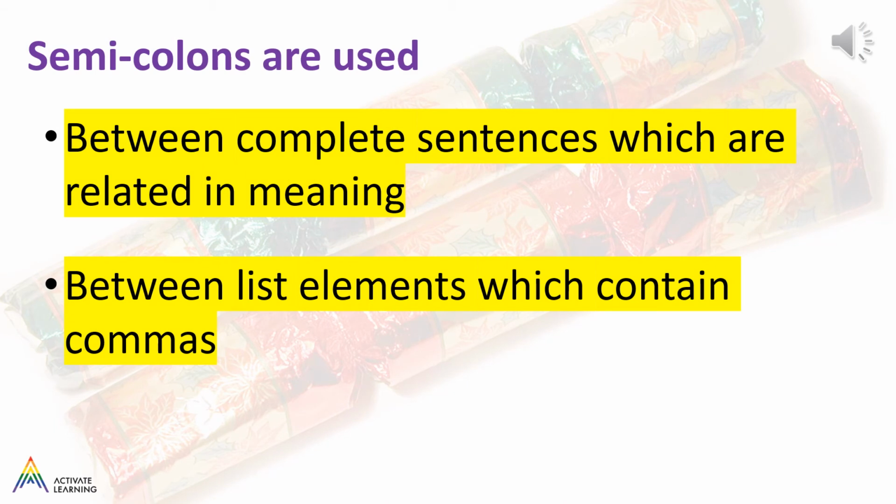Semicolons are really easy. They're used between complete sentences that are related in meaning instead of joining words, and they're used between list elements which contain commas.